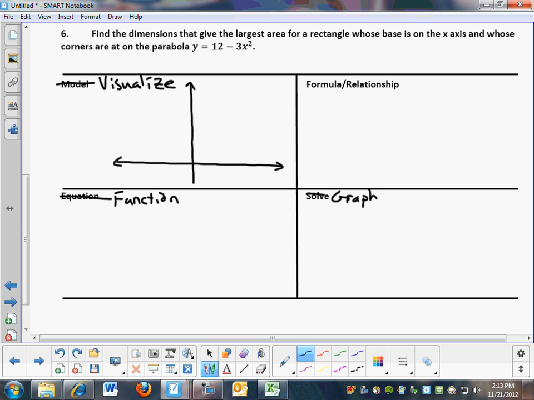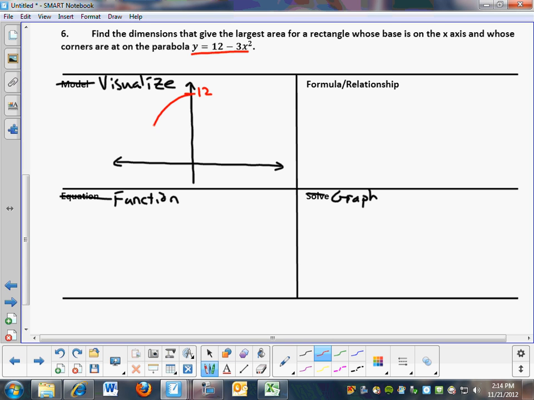What shape are we trying to find the area of? A rectangle. The rectangle is inscribed inside of a parabola. This parabola, y equals 12 minus 3x squared. What does that parabola look like? Tell me something about it. It's going down, and where's its vertex? 0, 12. So I'm going to plot 12 up here.